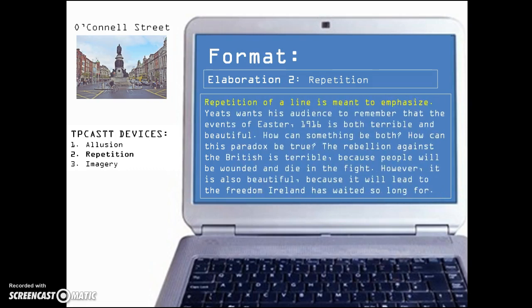Now, what's important about this? Well, very similarly to your previous example of elaboration, it starts with how the device works. Repetition works by emphasizing. Then, why does the author use the device? It's because he wants his audience to remember what he's saying over and over again. Then I add in something that's not required, but it's sometimes fun to add in: rhetorical questions that I ask to get my reader thinking. Then, last but not least, I summarize the author's purpose.